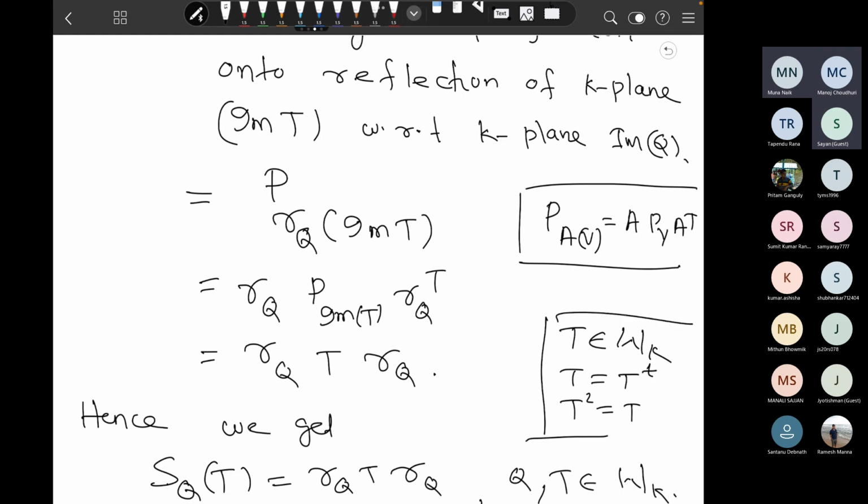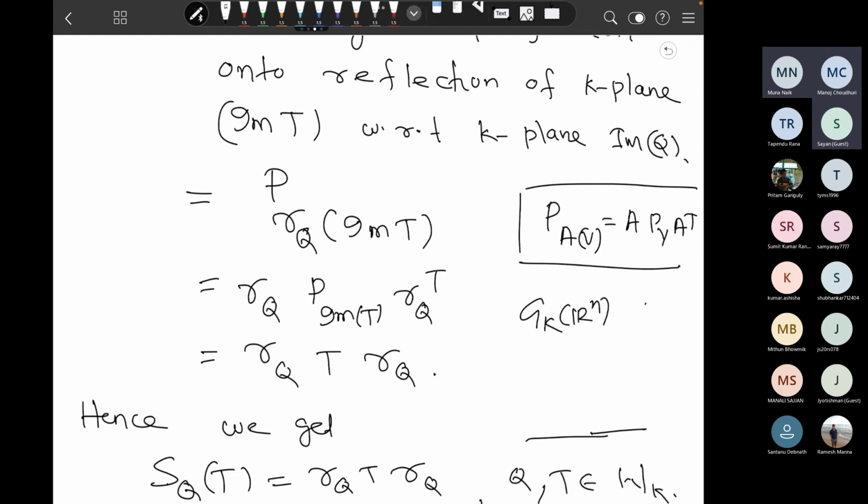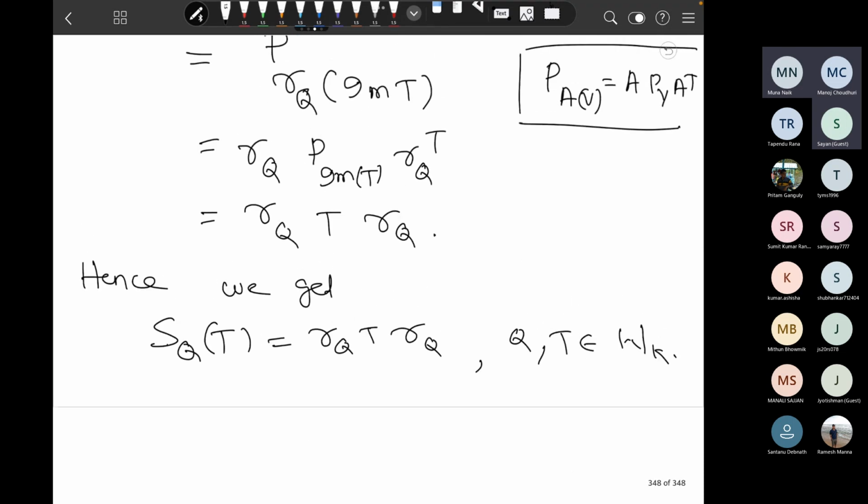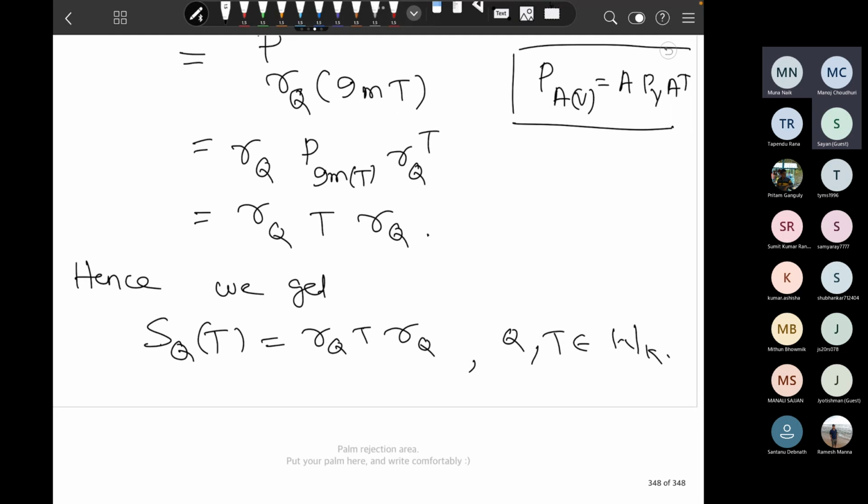So what is the projection? If you look at the image of T, the projection associated to the image of T, you look at this map: orthogonal projection onto image of T, between GKRN and WK. If you take T here, what will go here? From WK to GKRN, when you go this side, you will get image of T, right? And if you look at the projection of image of T, that will be your T, right? This is a simple definition. It is better that you should ask if there is something unclear. Okay, so we get SQT is equal to RQ T RQ.